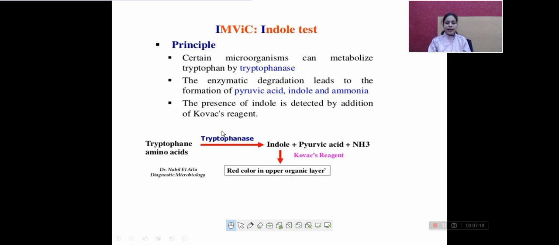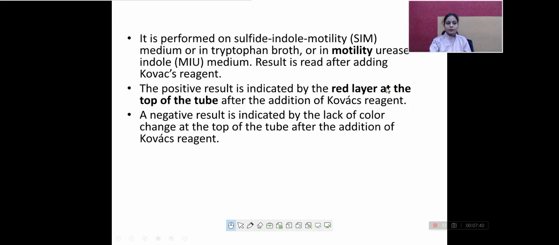And this is the Kovac reagent, which produces red color in the upper organic layer. And this red color decides positive or negative. It is performed in sulfide indole motility medium, that is SIM, or in tryptophan broth, or in motility urease indole, MIU medium. Result is read after adding the Kovac reagent.